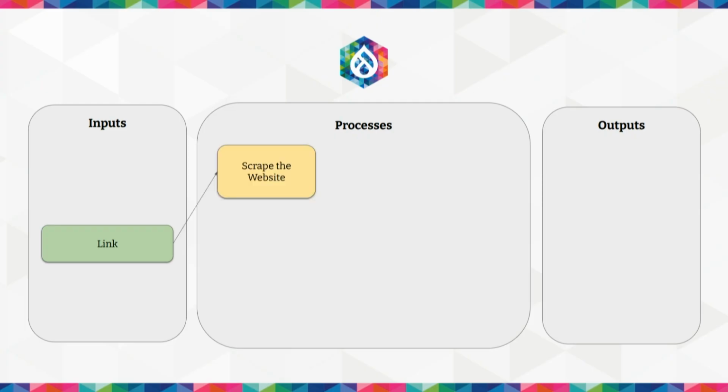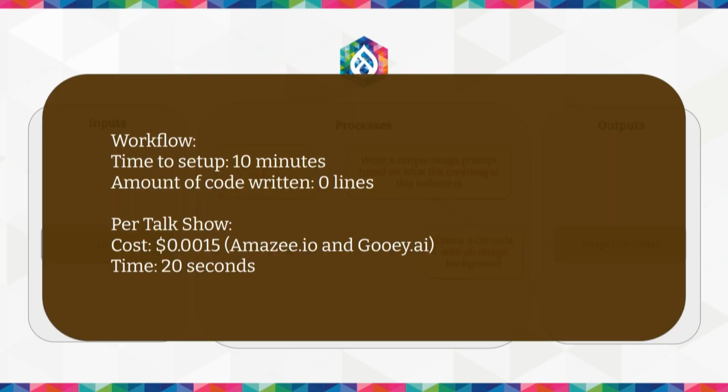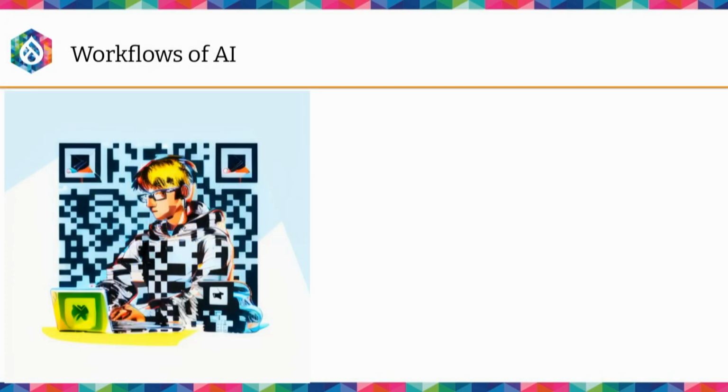Another workflow, a stupid one, but it has a purpose for this talk. We take a link of a website, scrape the website, write a simple image prompt based on the meaning of that website, and create a QR code with an image background based on this image prompt. It takes 10 minutes. It's using a service called GUI AI, so there is a processor for this that can create image QR codes, and you get something like this. This is the place you can find the videos if you want to scan the QR code now. Workflows of AI.